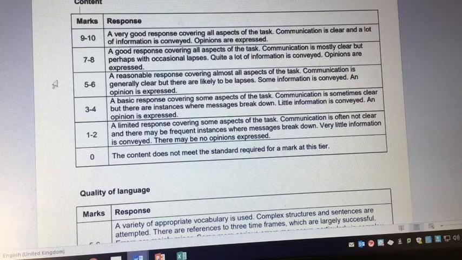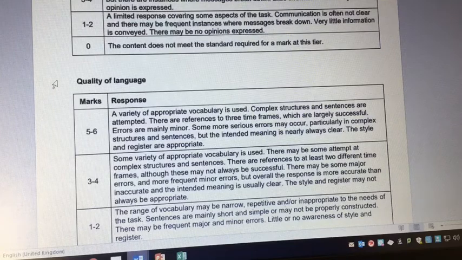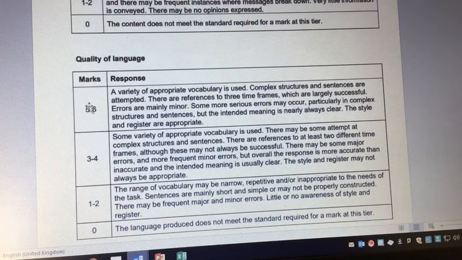Right, moving down to the quality of language, this is where it does talk about mistakes. You see in the top band here, 5 to 6, errors are mainly minor. There are some more serious errors, particularly in complex sentences, but the meaning is always clear. That meaning is the communication in the content section. So don't worry if you make the odd mistake, particularly if you're trying to push yourself and use more complex sentences and more complex structures. Mistakes aren't the end of the world with this. Communication and meaning need to be clear though.